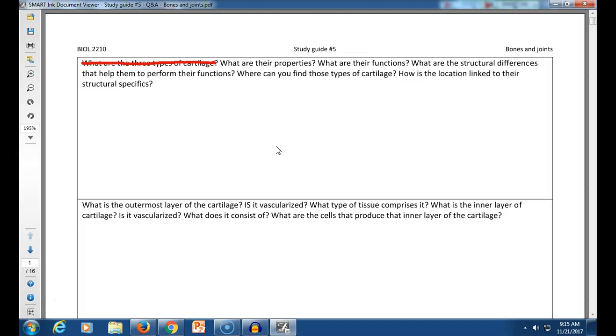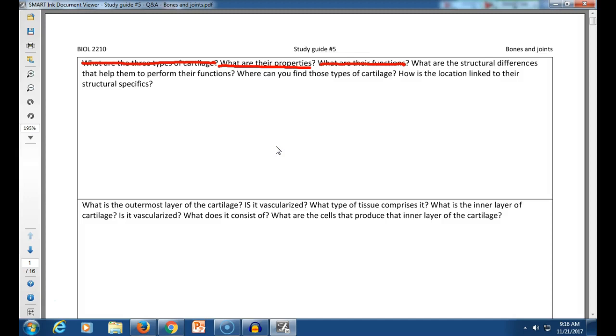Hyaline, fibrous, elastic. Properties. Hyaline is sort of a jack of all trades, right? Fibrous is resilient to the pressure, extremely resilient to the pressure. Elastic is elastic. Fibrous cartilage is found in the places with extreme compression forces, meaning the vertebral column and pubic symphysis. Elastic cartilage is in the ear and epiglottis. Hyaline cartilage is practically everywhere else, and also comprises articular cartilage.